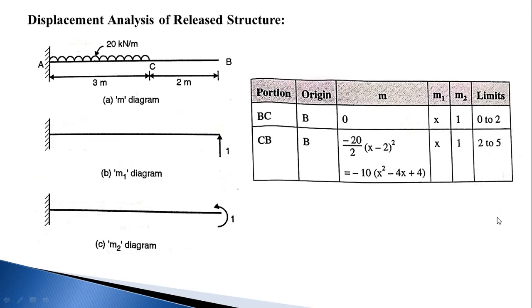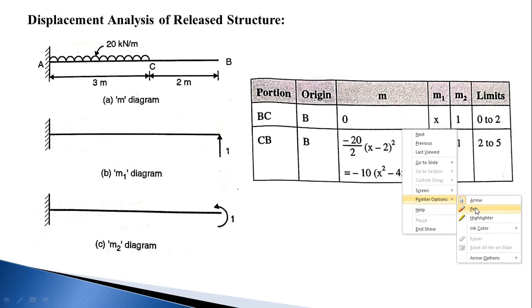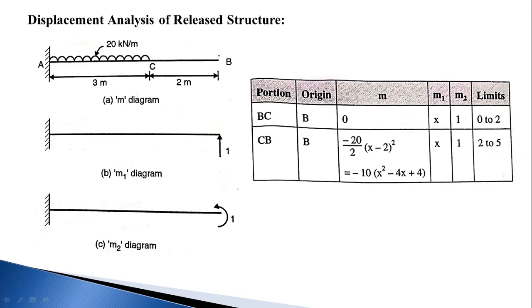Then displacement analysis of the released structure. When I remove the support at B, the structure becomes a cantilever structure subjected to UDL over a span of AC, with 20 kilonewton per meter UDL intensity. So I can easily solve this problem. This is a determinate structure, and this diagram is called the M diagram.